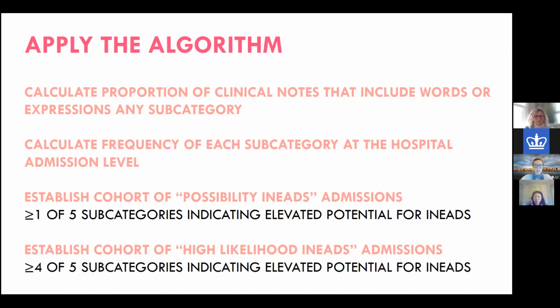I'll give a little bit of definition in the subsequent slides about what this means, but basically having some subcategories that indicate a potentially elevated risk of being in needs. And we also wanted to establish a really high likelihood group. So these are people who had many subcategories indicating high potential for in needs. And it will make a little more sense when I tell you the subcategories in a subsequent slide. But these are our main goals with the NLP.